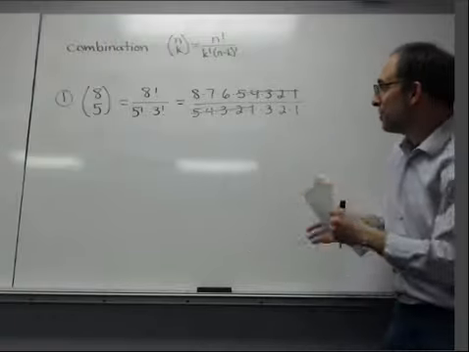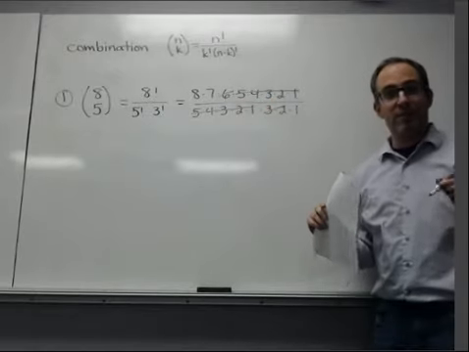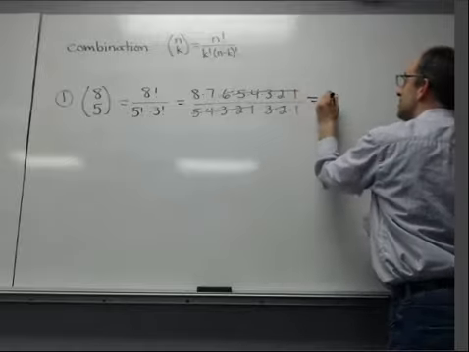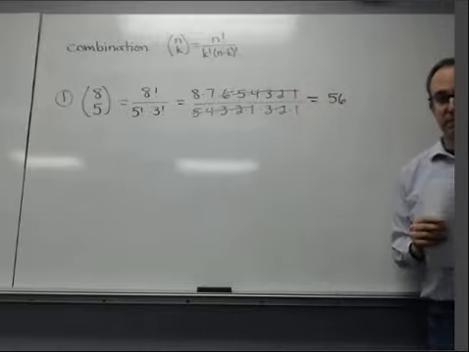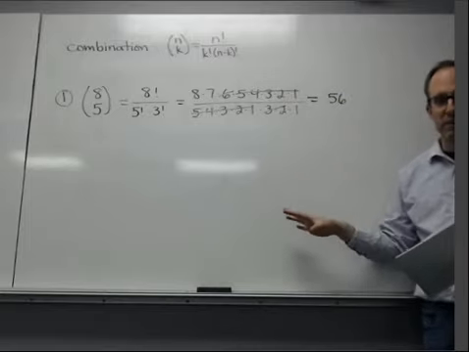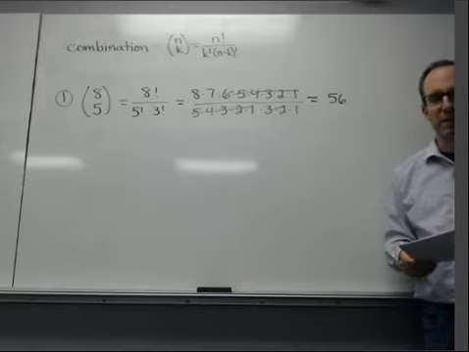So 3 times 2, that's 6. There's a 6, there's a 6. And so what we're left with is 8 times 7, which is 56, divided by 1. So this is really just 56. I think that's how you do it in general. Try to get rid of that big factorial in the denominator first. That'll make the cancellation a little bit faster, I think.